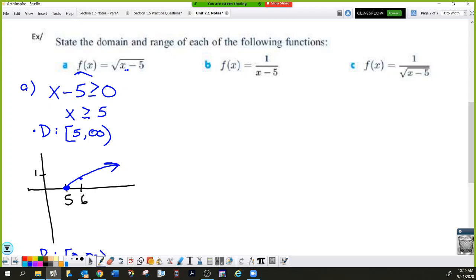Now this next one is a fraction. Fractions have one rule. Can't divide by 0. That's the one rule of a fraction, that the bottom is never allowed to equal 0. So you say x minus 5 cannot equal 0. So if you add 5 to both sides, you get x cannot be 5. And that's the only number it can't be. It could be every number except x equals 5.